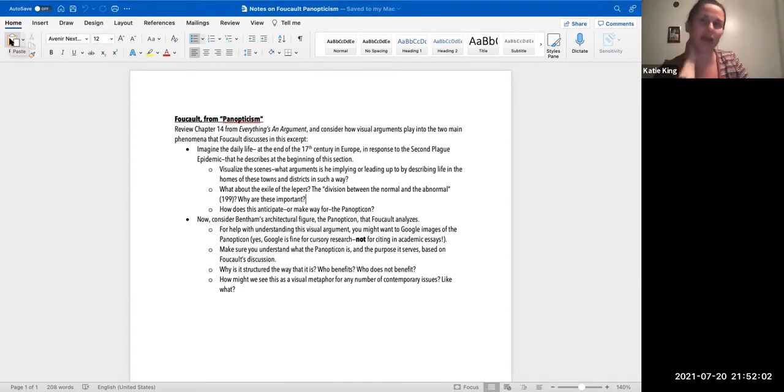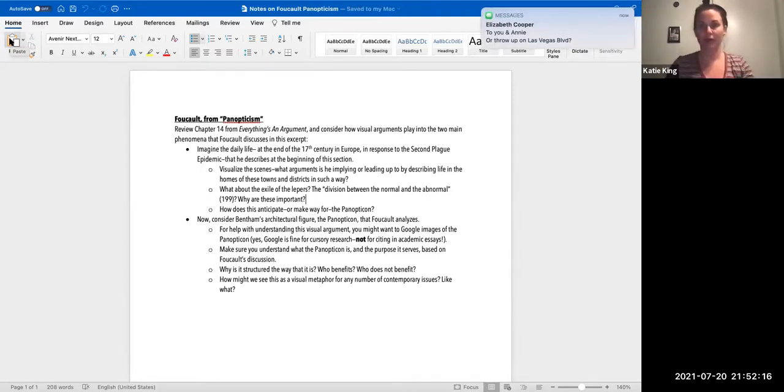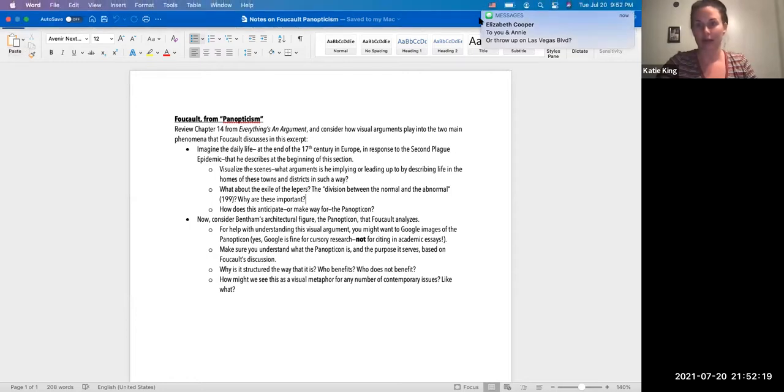After you have that setup, that premise that Foucault sets up, now consider Bentham's architectural figure, the panopticon, that Foucault analyzes. I showed you one image of the panopticon. There are other ones in the text that I have on the PDF. You might want to look up some other ones too. That's going to help you understand what this thing is, what it does, what its function as an argument is, et cetera.